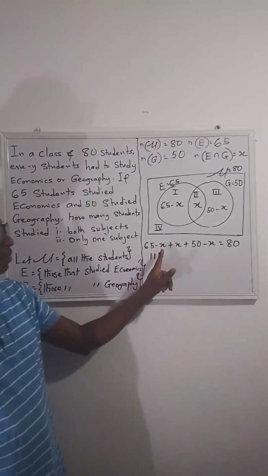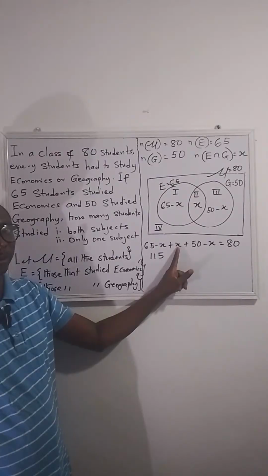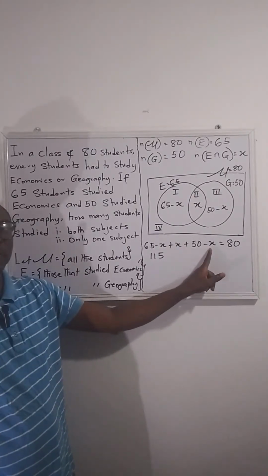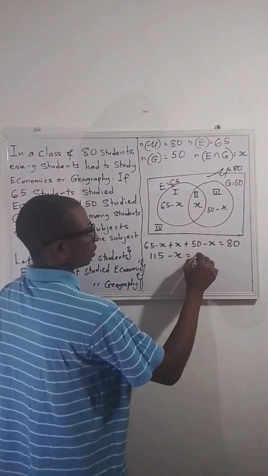Now let's look at the alphabet. Now minus x minus x, that gives you minus 2x. So we put minus 2x equals what? 80.